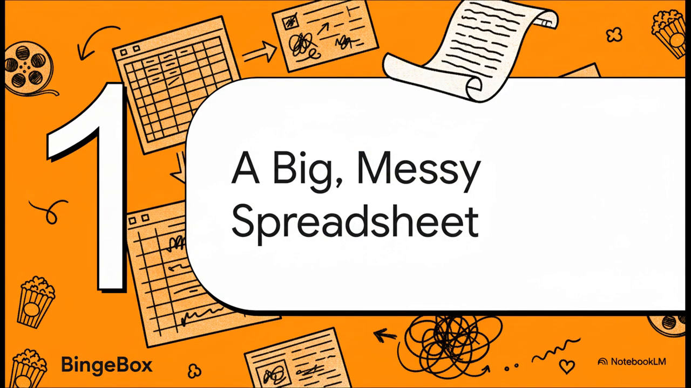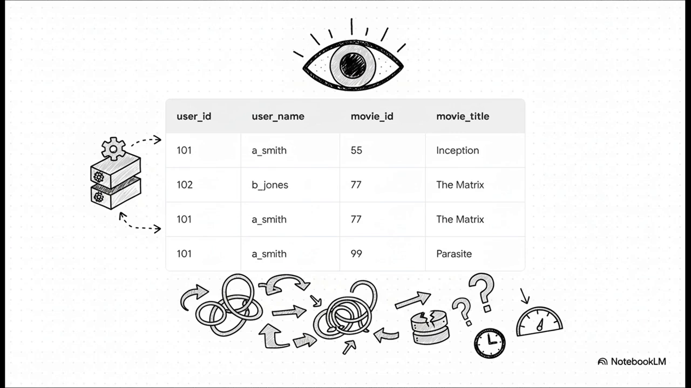Where do we even start? Well, the most intuitive first step, the thing that probably makes the most sense, is to just create one giant list. Kind of like a big, messy spreadsheet to track everything that happens. So our first attempt might look something like this. A single table called Watch History. Every time someone watches a movie, we just pop a new row in there with all the info. The user's ID, their name, the movie's ID, the title, you get the picture. It's simple, right? One row, one watch event. What could possibly go wrong?